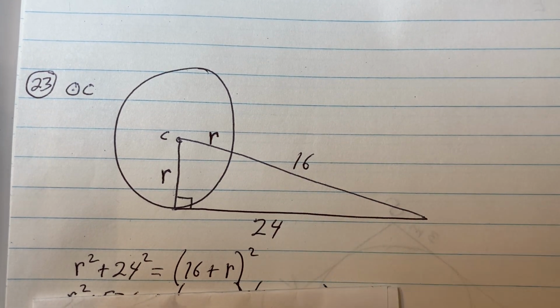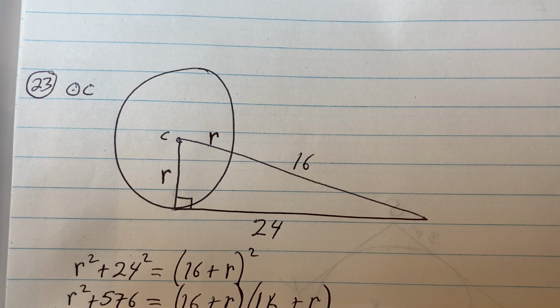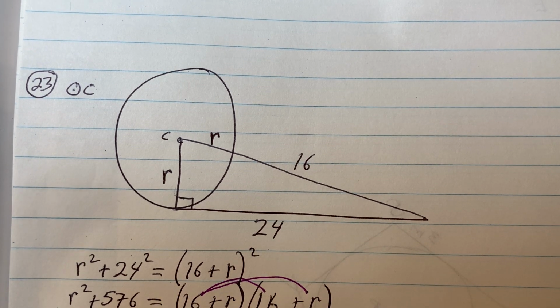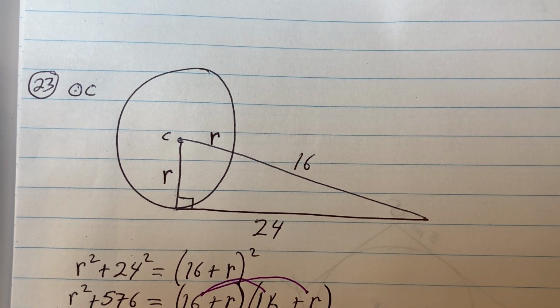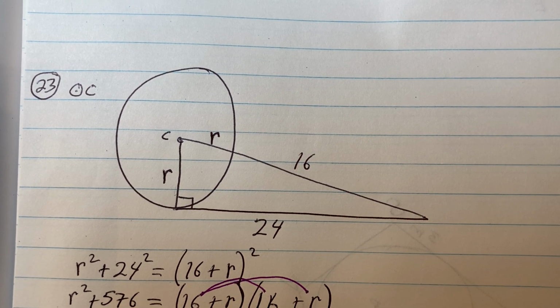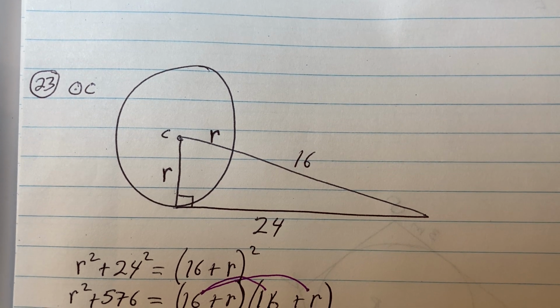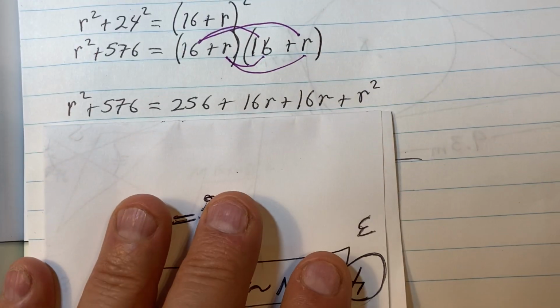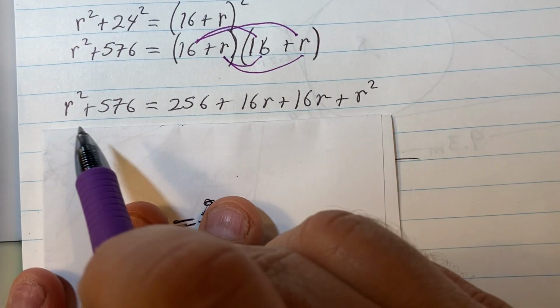24 squared is 576. And this squared, you're going to have 2 of them. We're going to go this times this and this times this, and we also have this times this and this times this. 16 times 16 is 256. 16R, 16R, and R squared. So now it looks like that. Boom. We have this right here.